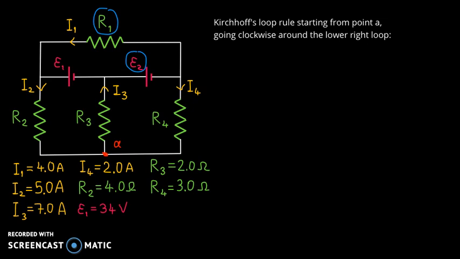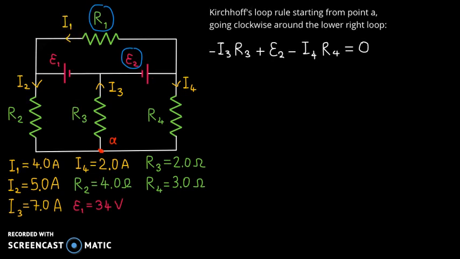Now, how do we find EMF2? Well, exactly the same way. Let's start from point A again. This time, let's go in the clockwise direction around the lower right loop so that we're including EMF2 in our loop. And let's set up our Kirchhoff's loop equation. Note that I have slightly modified my picture. I have switched the terminals of EMF2.